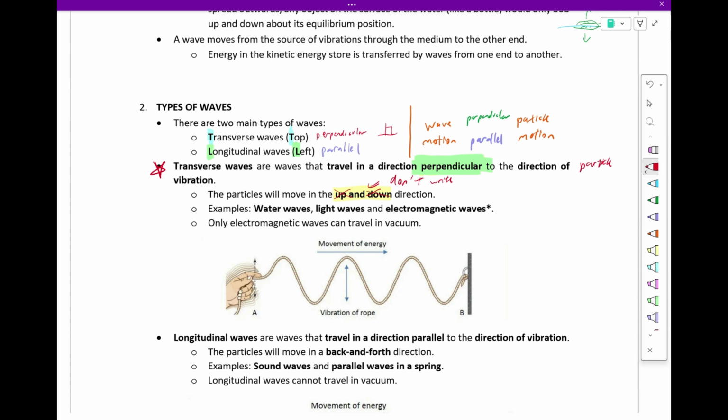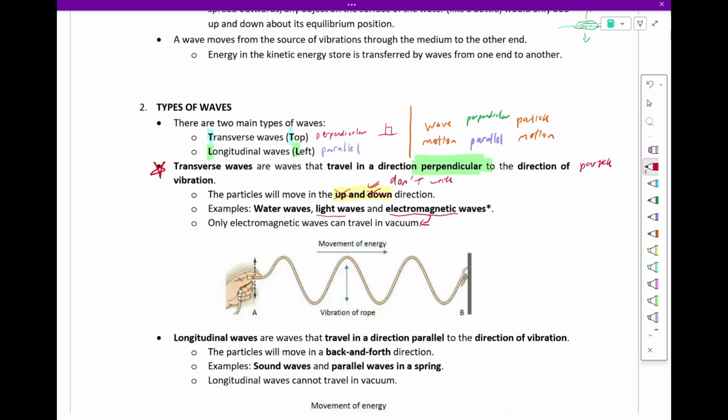Okay, now water waves, light waves, and electromagnetic waves are all transverse waves. So these two are electromagnetic waves. They can travel in vacuum. Okay, so do take note about this.